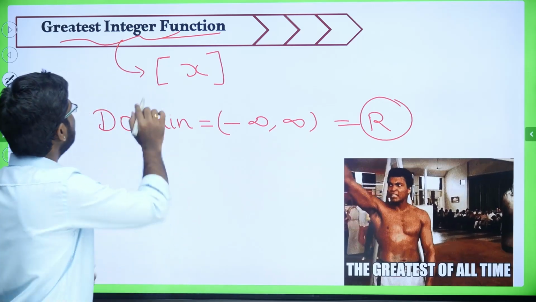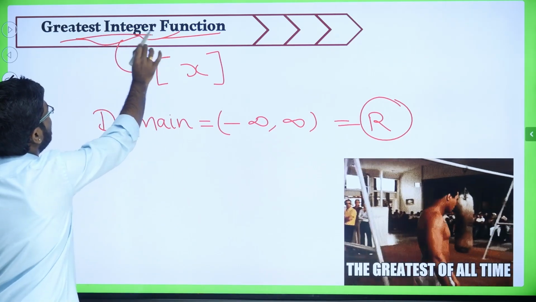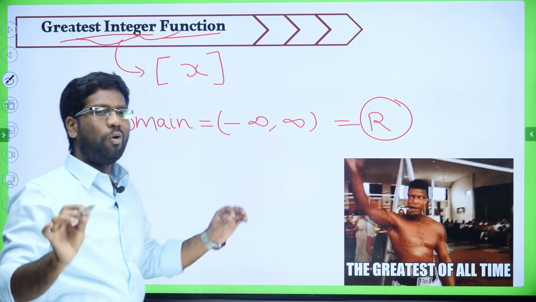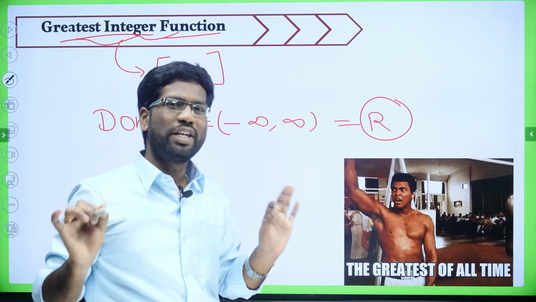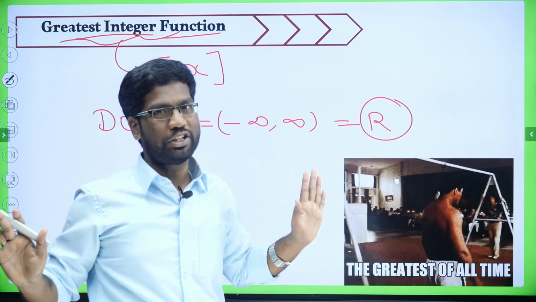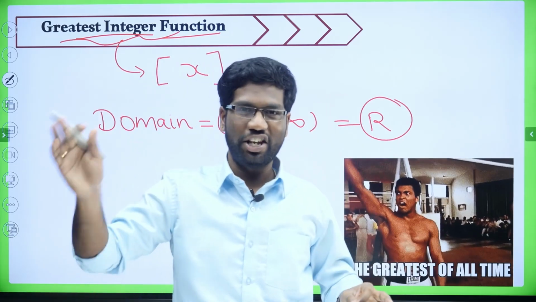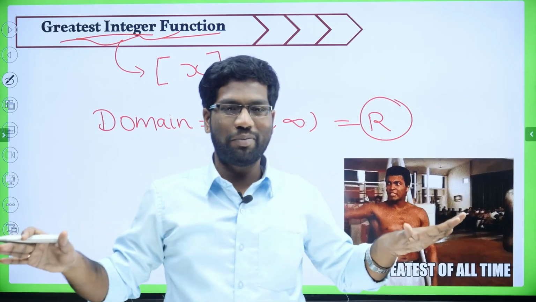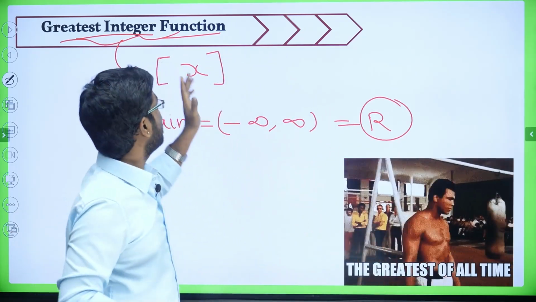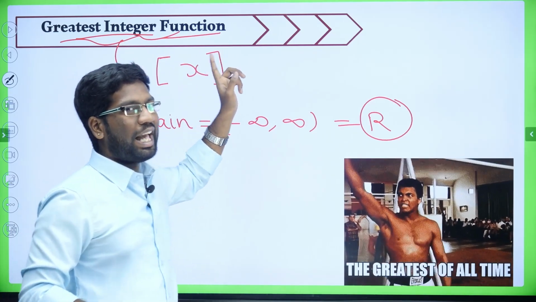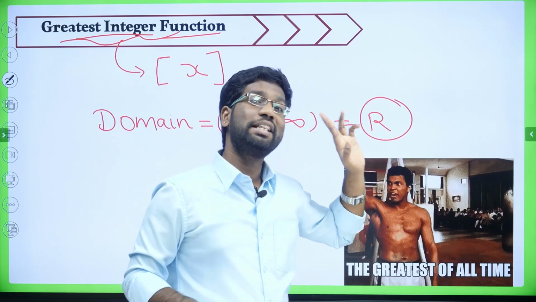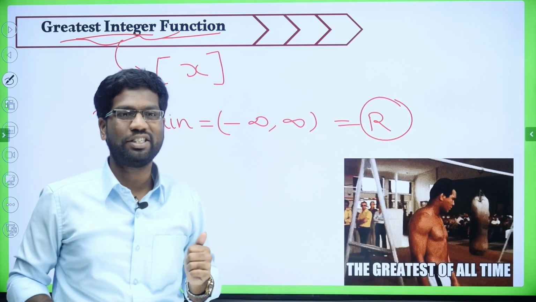Okay, my dear students, since here they have mentioned greatest integer, whatever the value I give, it always gives only the integer value. Whether it is a positive decimal, negative decimal, rational, irrational, nothing matters. My output is always going to be an integer. So they have said integer function, and in that they have mentioned greatest integer function.